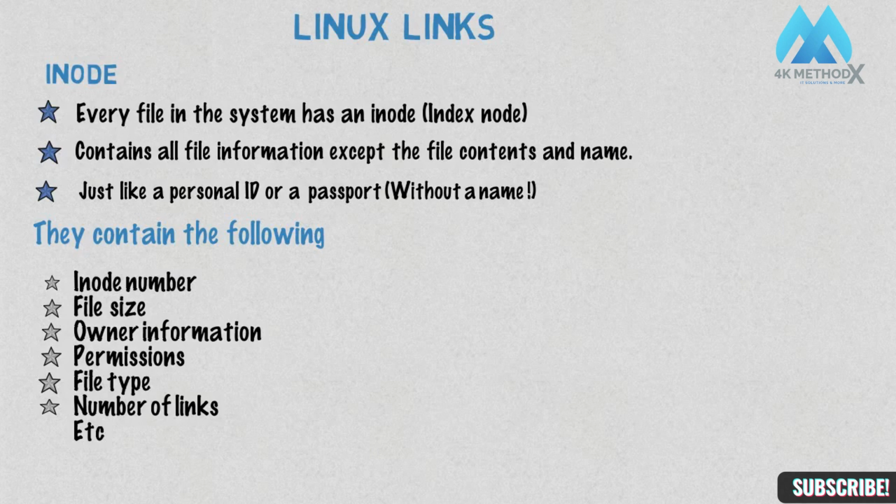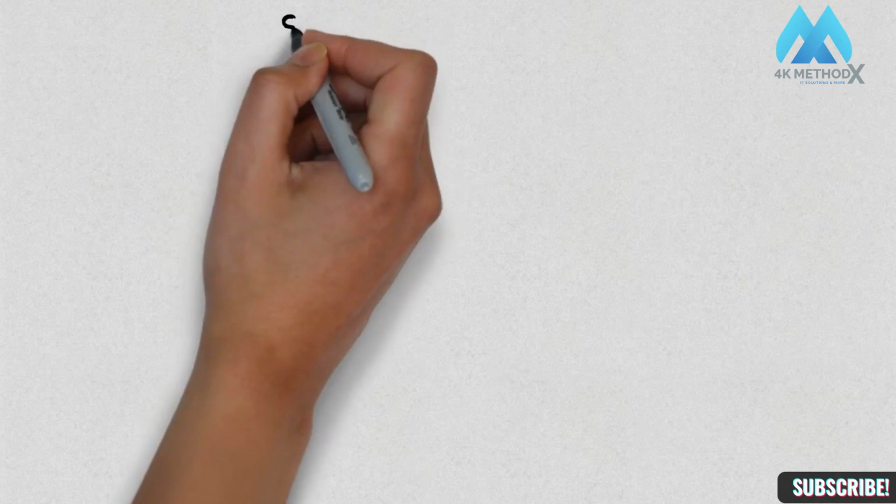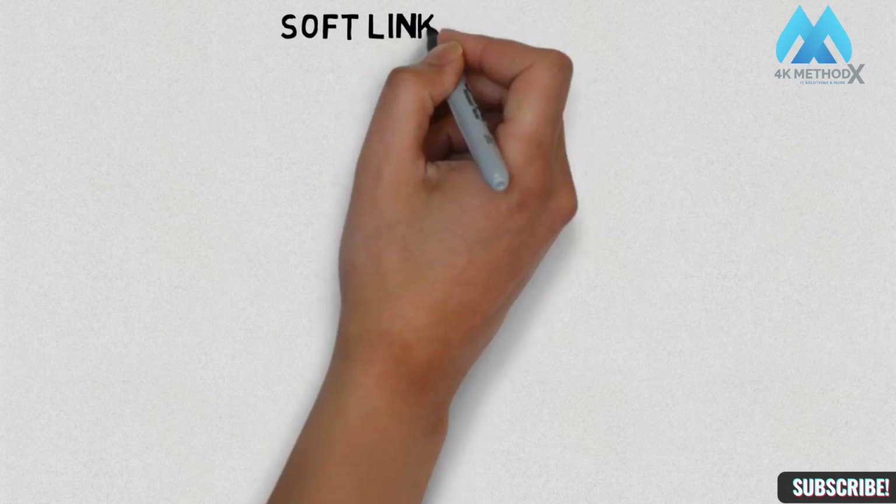Typically, they contain the following: the inode number, which is very important, as we'll see, file size in bytes, the owner of the file, permissions, file type, number of links, etc. Here we'll focus on links. There are two types of links. The first one is soft link.